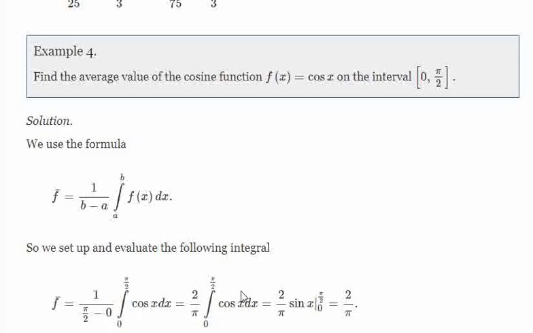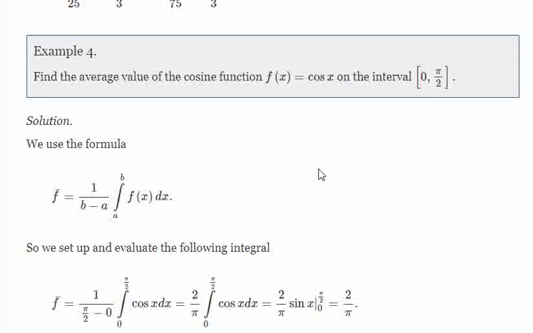cos x dx is, we know the integral of cos x is sin x, because the differentiation of sin x is cos x. Hence when we put the limit 0 to pi by 2, we know sin 90 is 1 and sin 0 is 0, so 1 minus 0 is 1, and 2 by pi comes from 1 over b minus a. This is our answer.